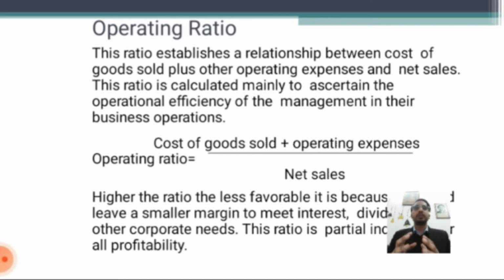Operating ratio is equal to cost of goods sold plus operating expenses divided by net sales. The higher the ratio, the less profitable it is, because there is a smaller margin to meet interest, dividend and other corporate needs. The ratio is a partial indicator of income and profitability.